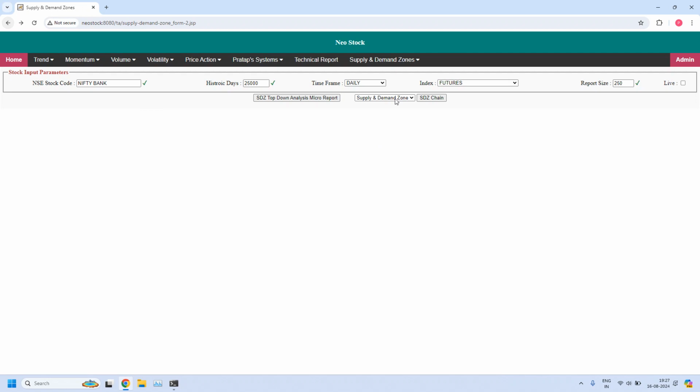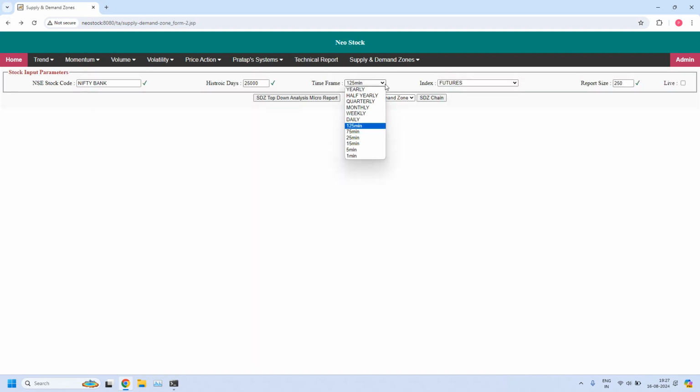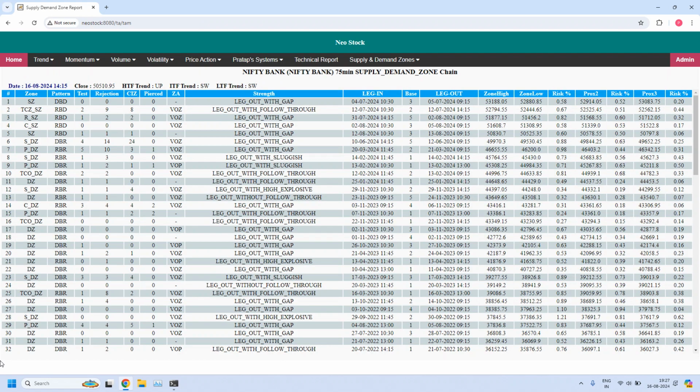The next time frame is 125 minutes. I'm generating 125 minute supply demand zone chain for Bank Nifty. And the next time frame is 75 minutes. I'm generating 75 minute supply demand zone chain for Bank Nifty.